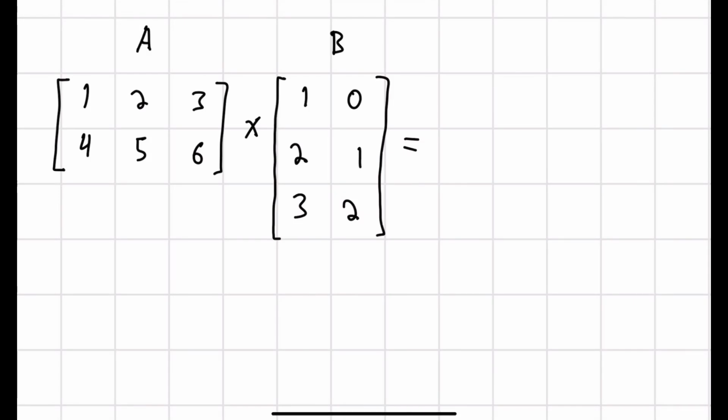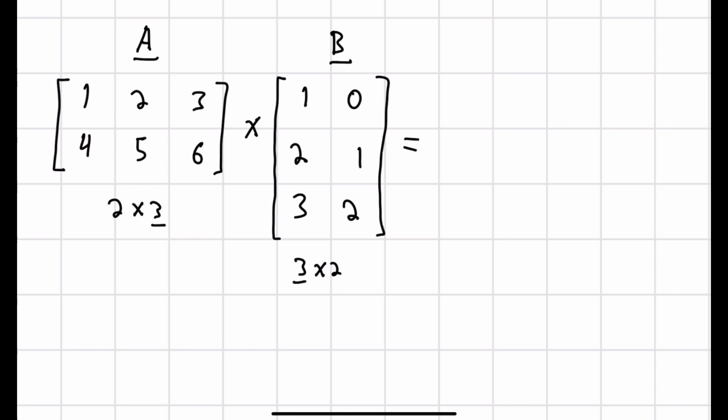In this video, we will be talking about matrix multiplication. So let's say you want to multiply matrix A by matrix B. Well, we can first see that matrix A has two rows and three columns, while matrix B has three rows and two columns. And in order to perform matrix multiplication, the number of columns for the first matrix has to equal the number of rows for the second matrix.